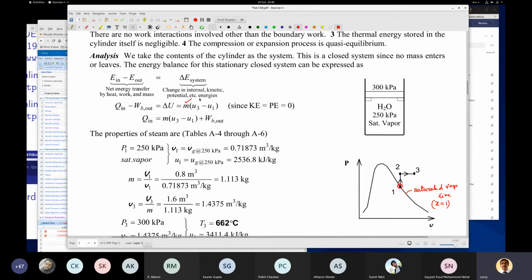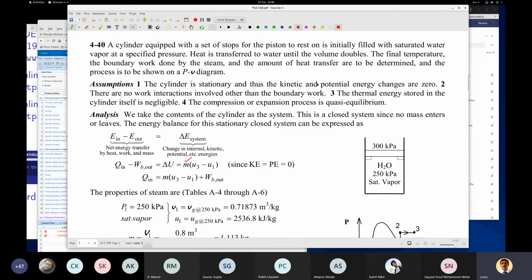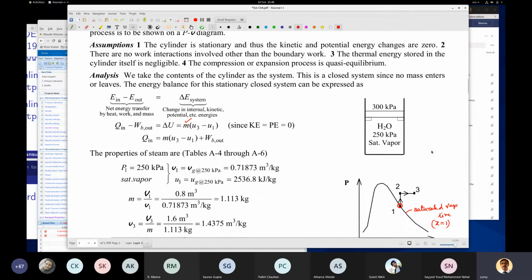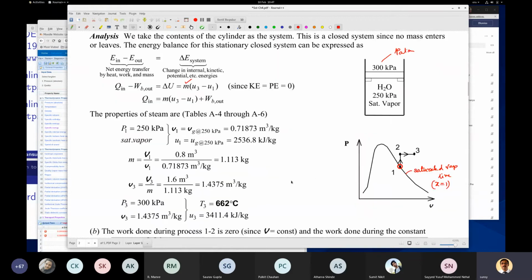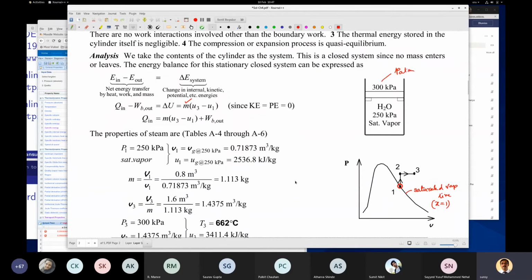So this is the change in internal energy. Now what is happening here? Now there is a set of stops. So what will happen? So this has some weight, right? So this has some weight also. Outside is atmospheric, 300, right? So what will happen is, initially the pressure here is 250.